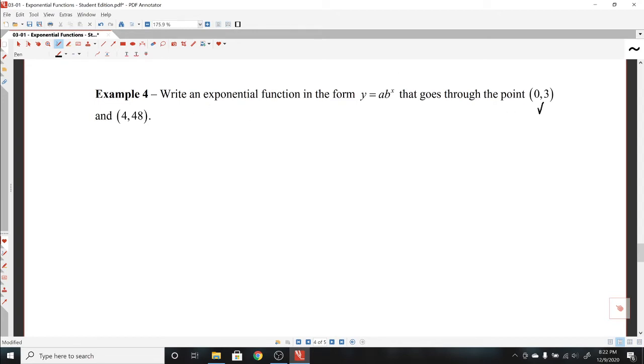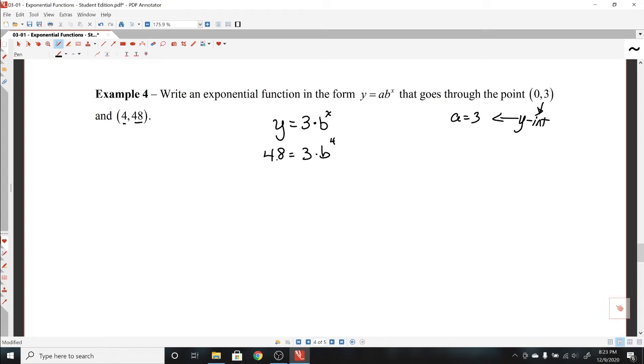So first of all, this right here is a y-intercept. That's the starting value. So just from this fact, I know my a value is 3. So my function now looks like 3 times b to the x. Then I take this x value and this y value. I plug them in. And now I solve this equation for b.